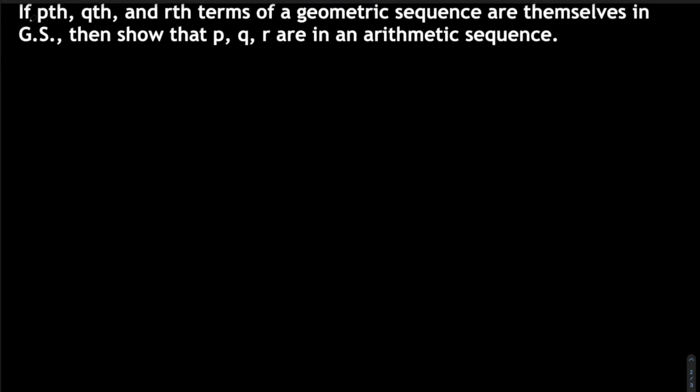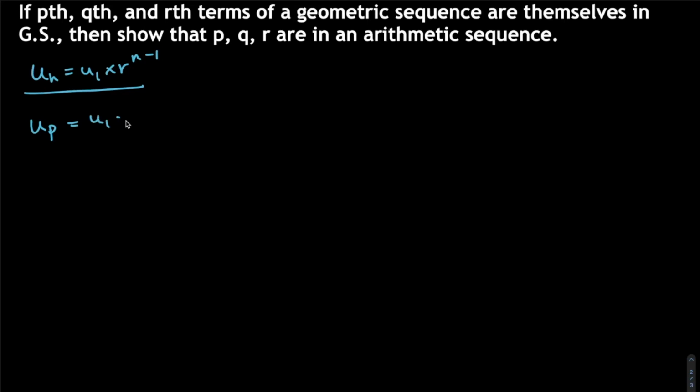All right. So what we can begin is we can say that if we're going to talk about the pth term, in terms of the general term, what is a general term essentially? It's un is equal to u1 times r to the power n minus 1. So let's use that. If we get the pth term, what are we going to write? Up is equal to u1 times the common ratio to the power p minus 1. Similarly for uq and ur: uq is equal to u1 times r to the power q minus 1, and the rth term, ur, is equal to u1 times the common ratio to the power r minus 1.